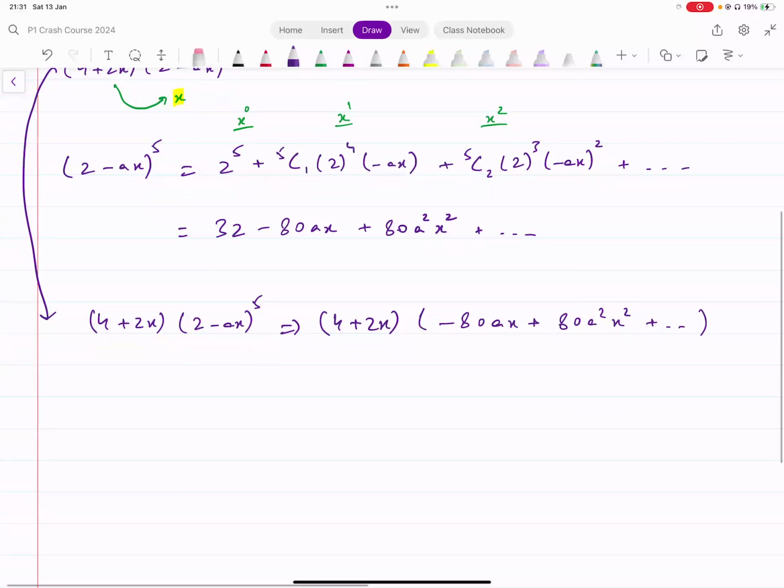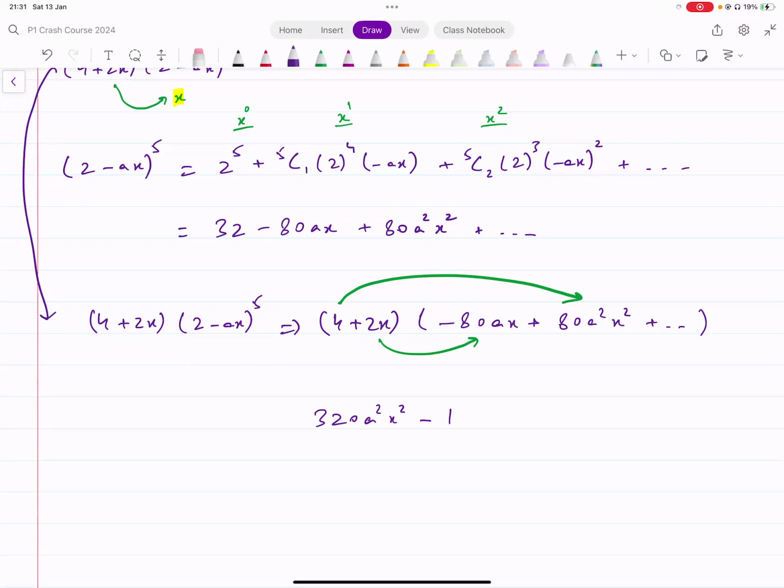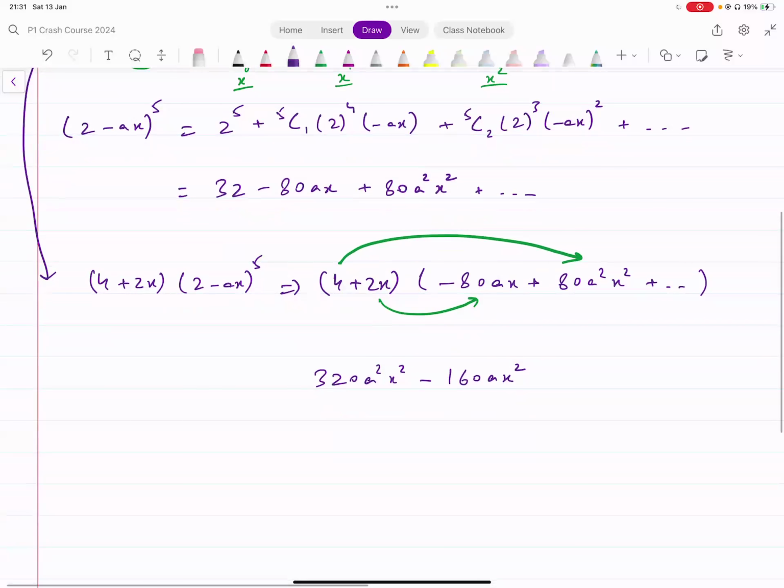Now we multiply this. We only multiply the terms that we need to multiply. 4 into this and 2x into this. And see what we get from that. 4 into 80a squared x squared. What does that turn out to be? 320a squared x squared. And 2 into minus 80a, which is minus 160a x squared. So now if you were to look for the coefficient of x squared in this, what's that? That's 320a squared minus 160a whole multiplied by x squared.